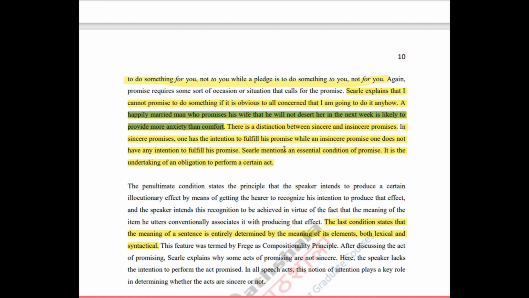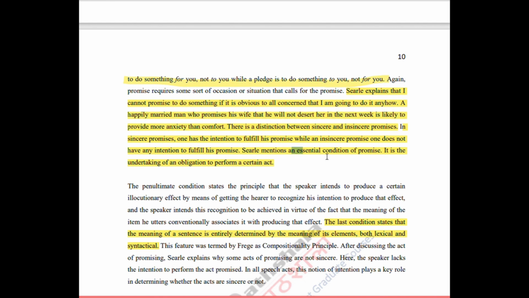It reflects that there is some kind of conflict in the mind of the husband, the married man, and this kind of statement reveals that the wife will be more anxious to know why the man is saying that. So this is a distinction between sincere and insincere promise.